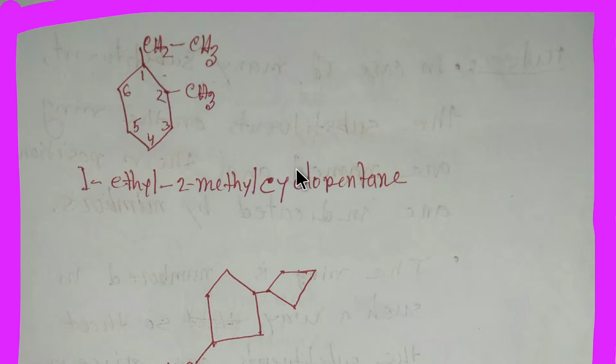this is hexane, sorry, this is not pentane, this will be hexane, right? A silly mistake, a slip of the pen from me. What will be the name? 2-methyl cyclohexane.